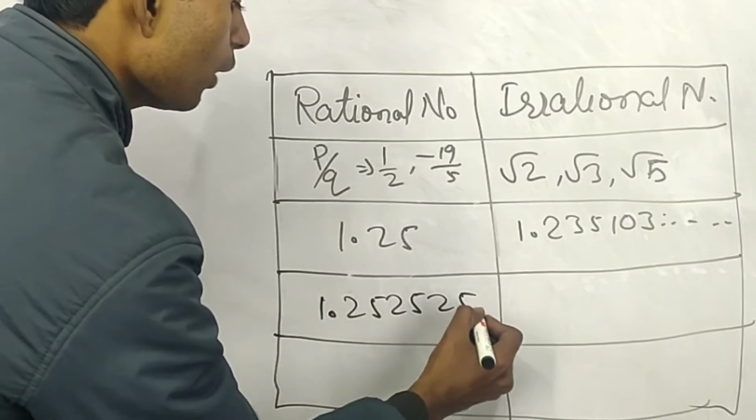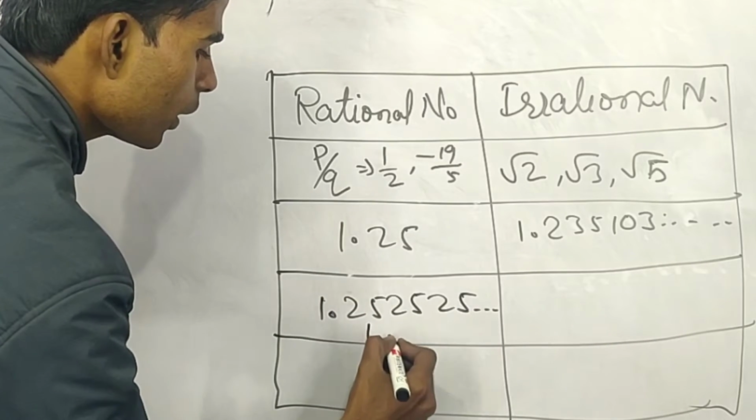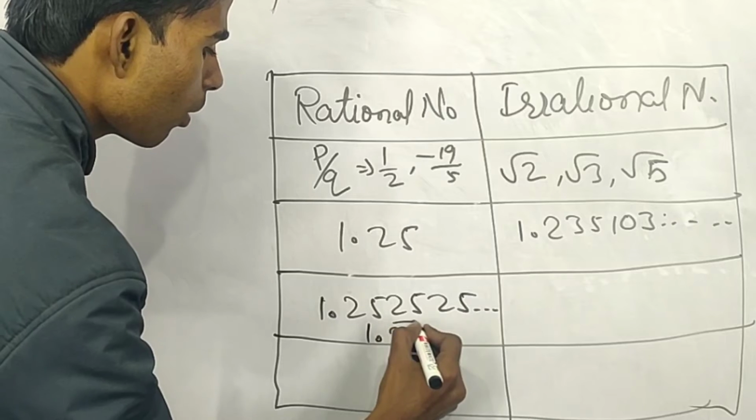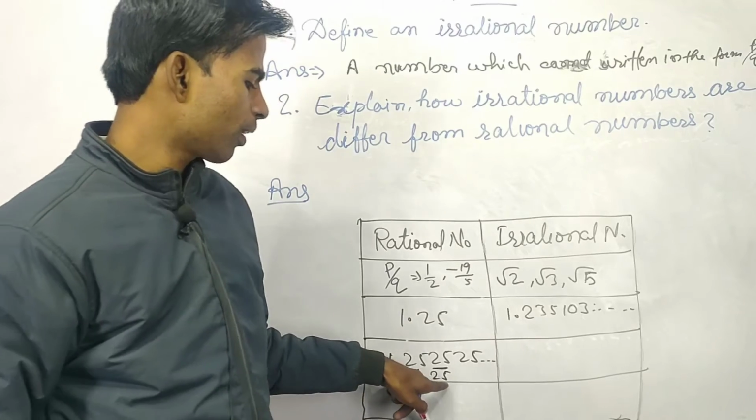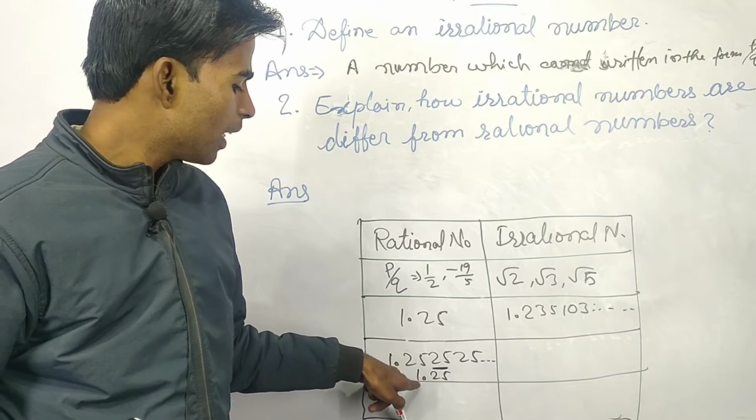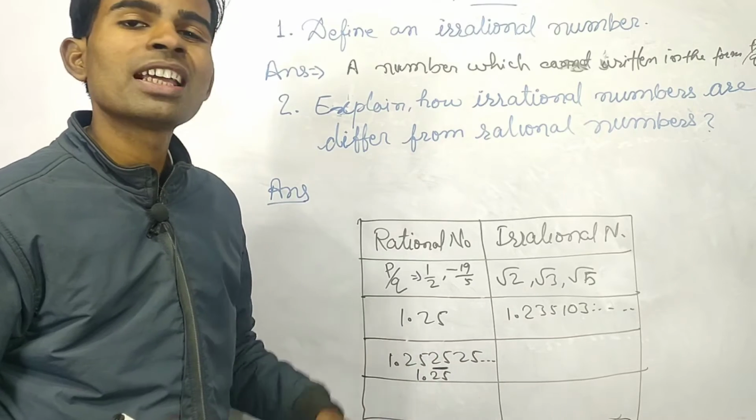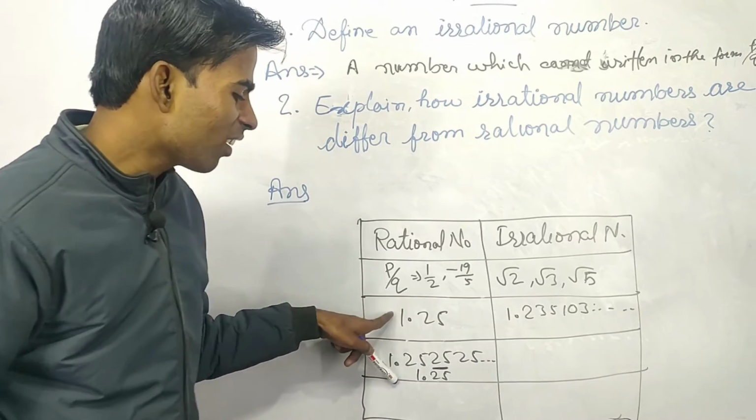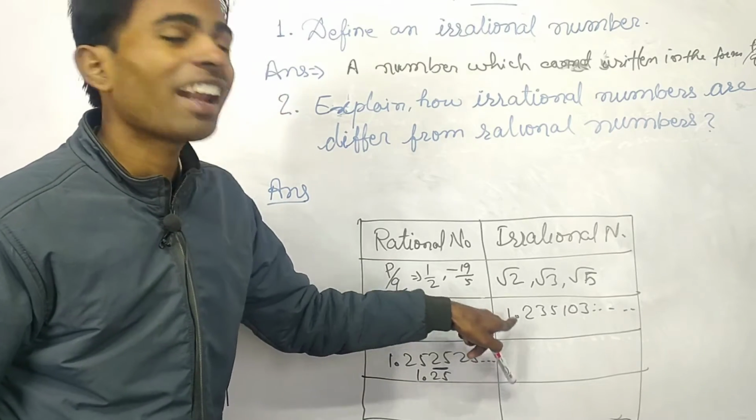1.252525 and so on. We can write it as 1.25 bar. 1.25 bar means 1.252525, what is happening, it is repeating. तो यह देखिए, यह था terminating और यह non-terminating। और यह non-terminating and non-recurring.